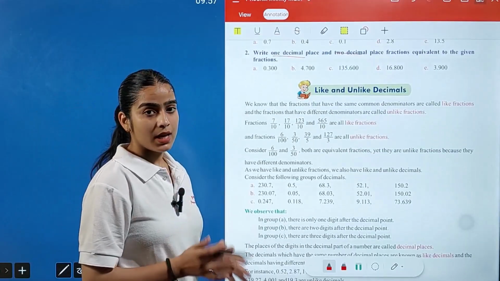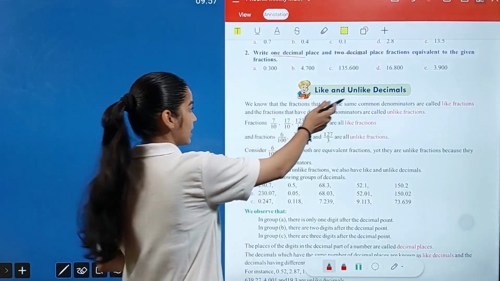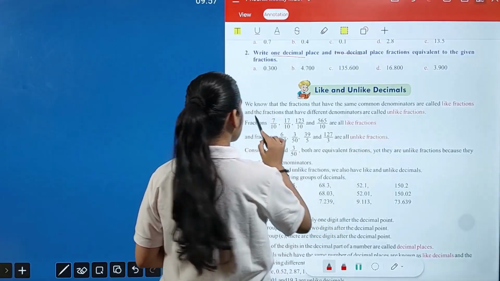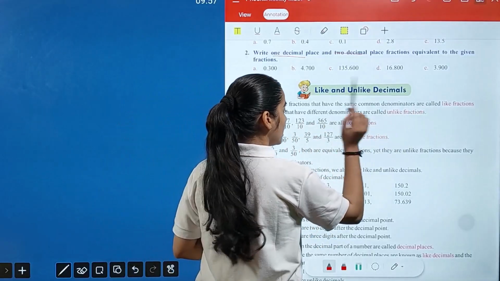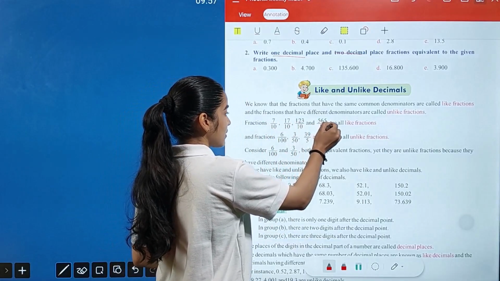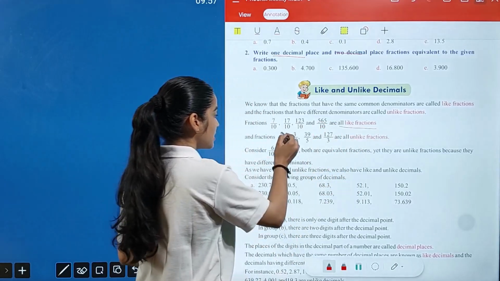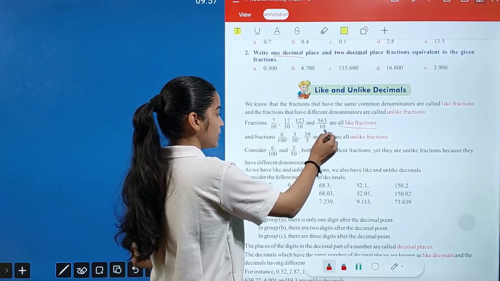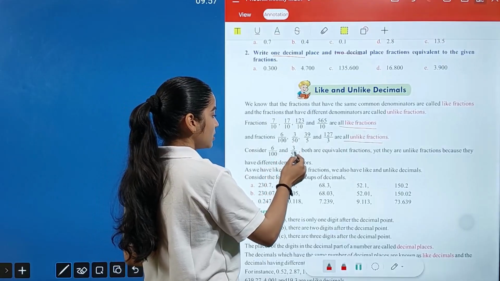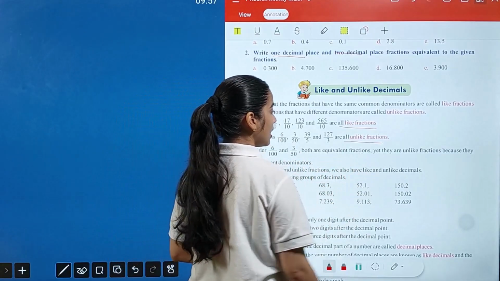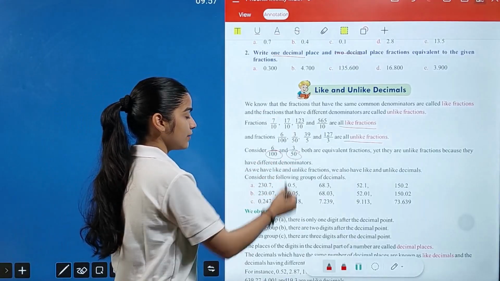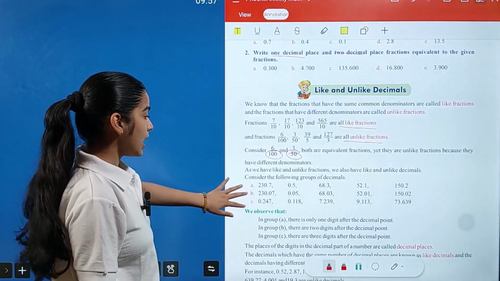So similarly, as we have like and unlike fractions, we have like and unlike decimals as well. We know that the fractions that have the same common denominators are called like fractions, and the fractions that have different denominators are called unlike fractions. Fractions 7 by 10, 17 by 10, 123 upon 10, 567 upon 10 are all like fractions, and 6 by 100, 3 by 50, 39 upon 5, 127 upon 3 are all unlike fractions. Consider 6 by 100 and 3 by 50: both are equivalent fractions, yet they are unlike fractions because they have different denominators.